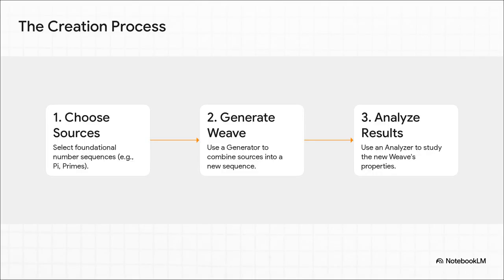And the workflow itself, it follows this really simple logical cycle. First, you choose your foundational ingredients, your source codes for reality. Second, you use a generator to combine them into a totally unique weave. And third, you use an analyzer to step back and study what you've just made. It's a complete cycle of creation and discovery.